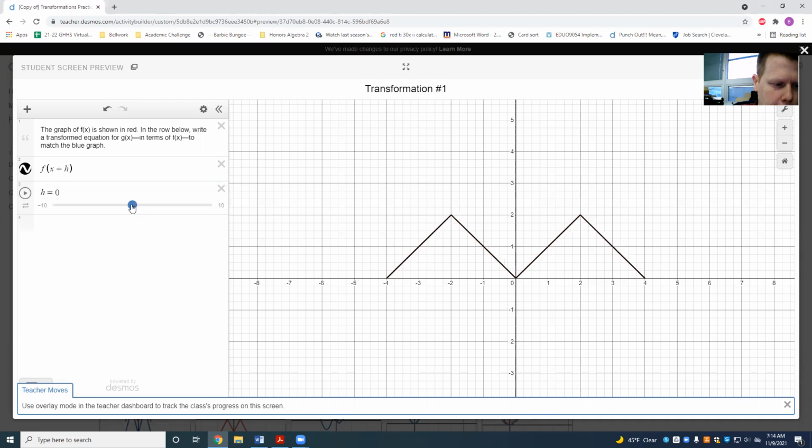So notice as I go to the left, that's as if I'm subtracting. So when I subtract, look at how it slides. Okay, and then back to 0. Notice when I go to the right, I'm adding. So notice when I add, which direction does it go? So what is happening based on whether I add or subtract? See if you notice what happened there.